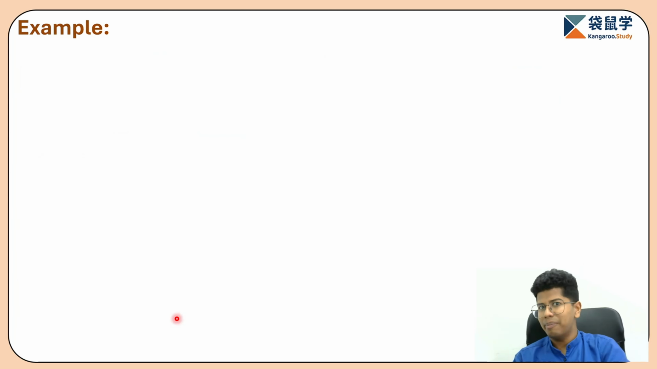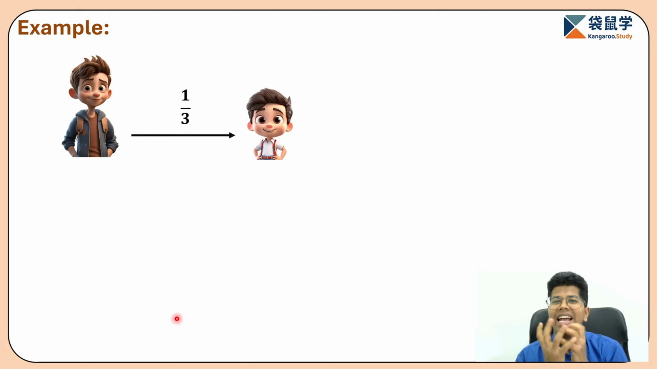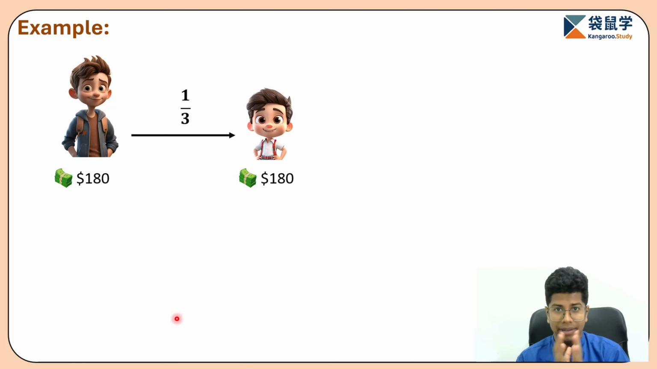Let's say I give an example. Here, let's say there's an elder brother and there's a younger brother. Now the younger brother is crying, oh, I need money, I need to go out. Here, the elder brother has some money. He gives 1/3 of his money to the younger one, the smaller one. Now, after giving 1/3, they both have the same amount of money, that is 180. Can we find out what is the amount that the elder brother has given to the smaller one? How to find out the amount that is transferred?